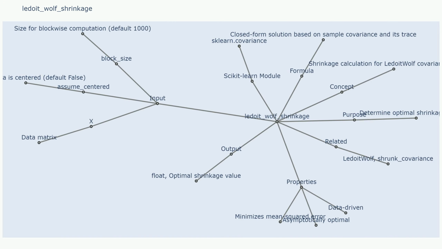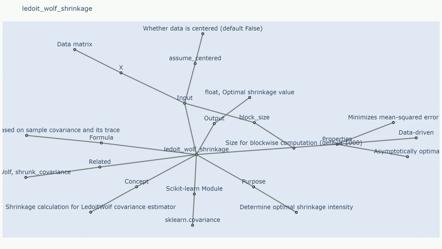Returns. Shrunk_cov. Description: the shrunk Ledoit-Wolf covariance matrix. Type: array. Shrinkage. Description: the shrinkage coefficient. Type: float.